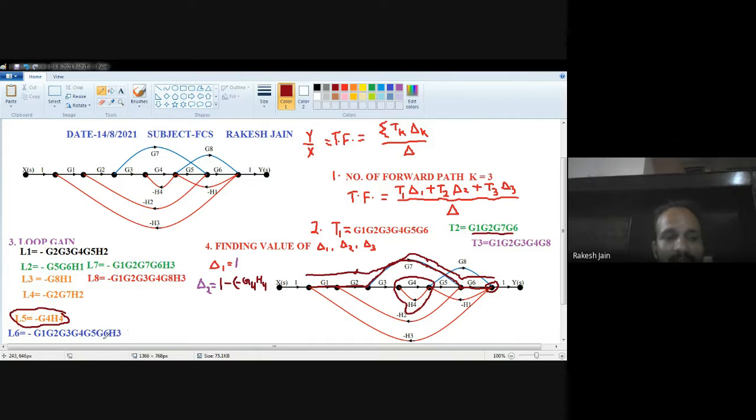Now see the next one. The loop L6 consists of G1, G2, G3, G4, but G2 is in my second forward path, so this is also touching. Now loop L7 also consists of G2, G7, which are the first and second forward path values, so we can say this is also touching. Now loop L8 also consists of G2, so this is also touching. So only one loop does not touch. So I write down del2 as 1 minus, in bracket minus G4H4, and minus minus is plus. So the value of del2 is 1 plus G4H4.